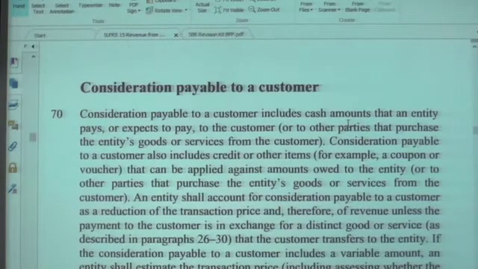Now here, consideration payable to customer. What have they mentioned? Consideration payable to customer includes the cash amount that an entity pays or expects to pay to the customer, as the 3 million. Clear? Now think with the example. Consideration payable to customer also includes credit or other items, for example, a coupon or voucher that can be applied against the amount owed to the entity.